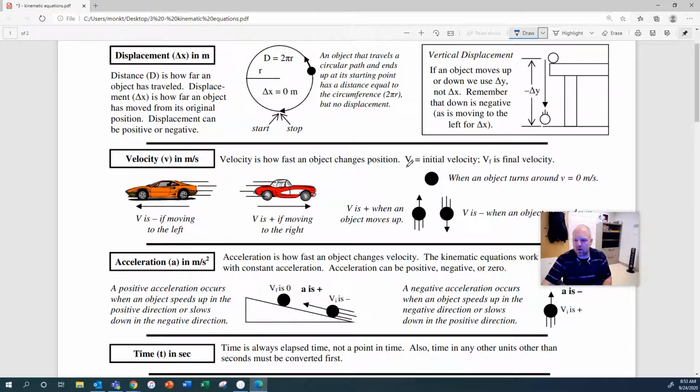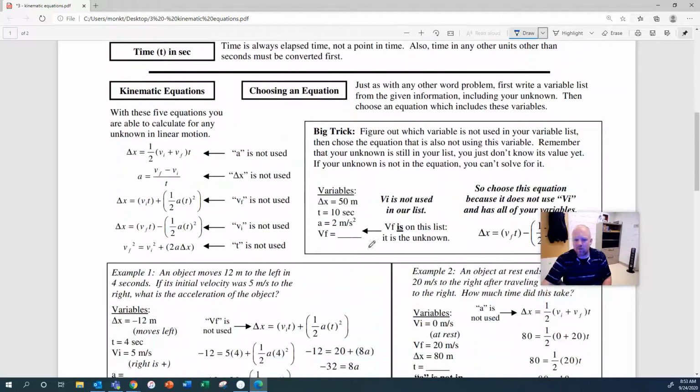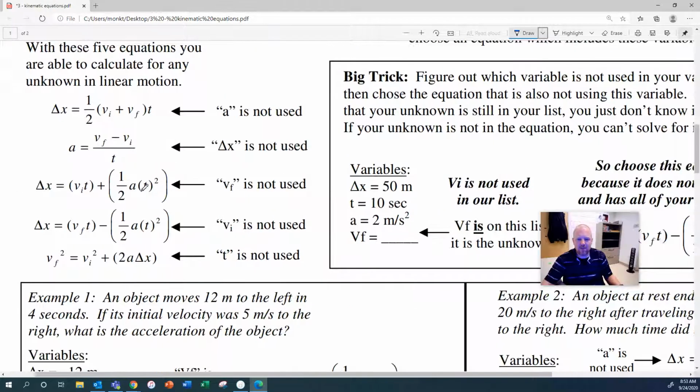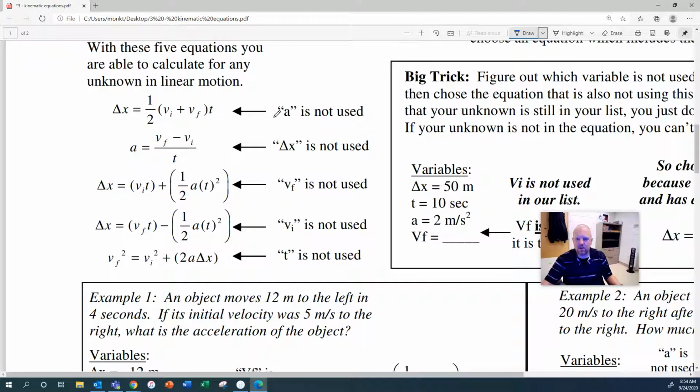But we're also going to worry about velocity at the beginning of a scenario, v sub i, velocity initial, and v sub f, velocity final, or the speed with direction at the end of a scenario. For kinematics equations, there are 5 different equations that you're going to use. And the reason there are 5 different equations is because there are 5 different variables, and each of these equations has 4 different variables in them.